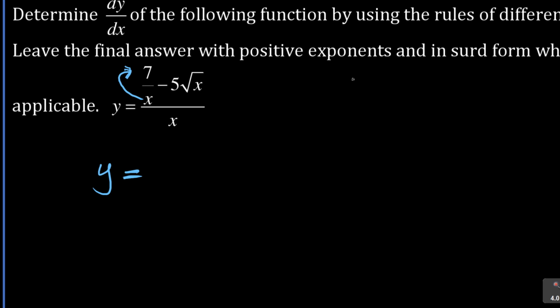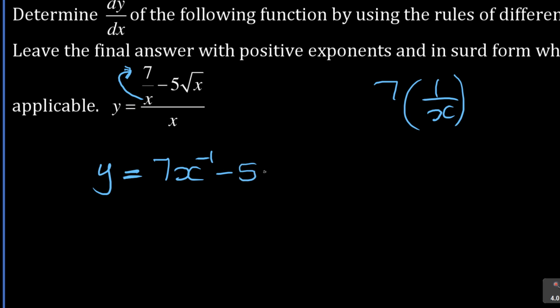Remember, it's 7 times 1 over x. You see what I just did there? So 7 times x to the negative 1. The 7 is still positive there. It's 7 times x to the power negative 1, minus 5.